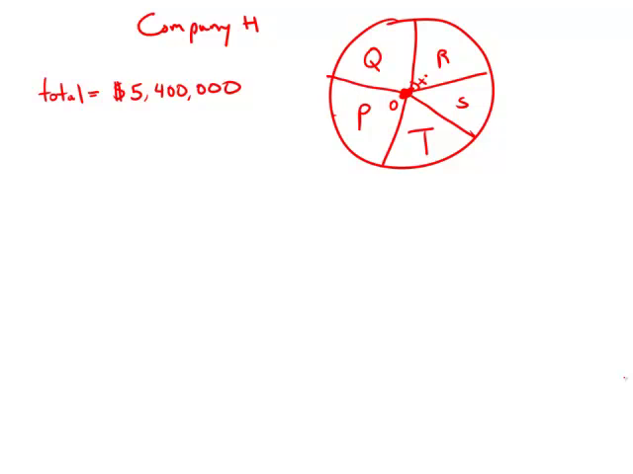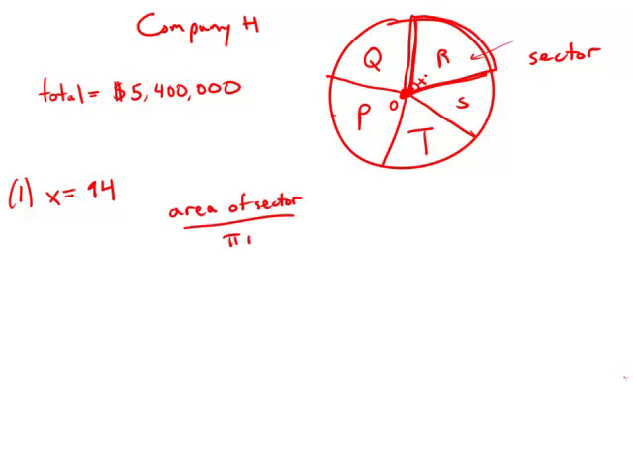Well, statement number 1 tells us that X equals 94. You'll notice X is the angle measurement of R. Well, technically the shape of this is something called a circular sector. And it turns out that the area of a sector, we could set up a proportion, the area of a sector over the area of the circle, which is pi r squared, equals the angle of the sector over 360.